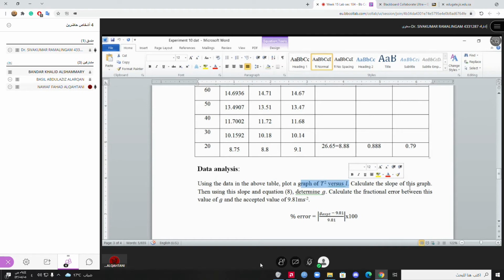Doctor, and the T average, I got 20.076. Can I convert it to 0.08? Okay.